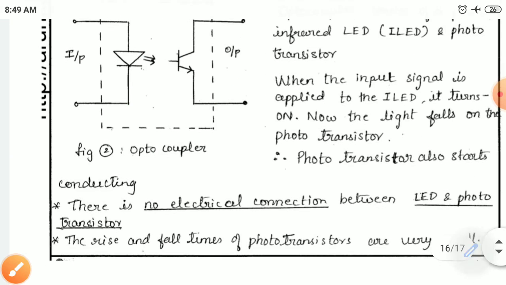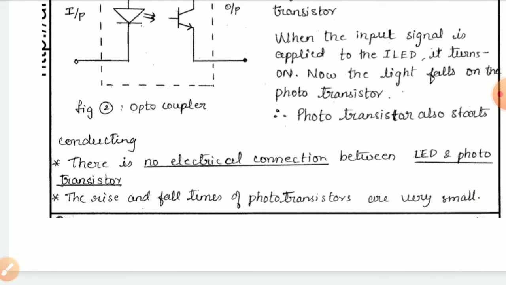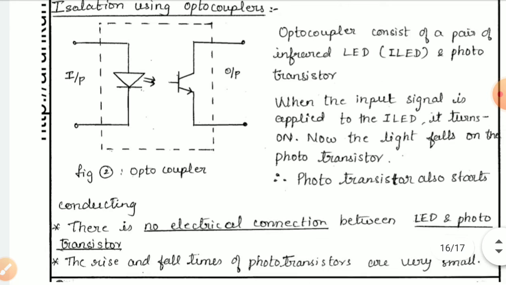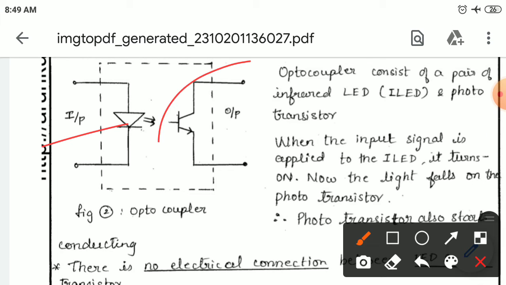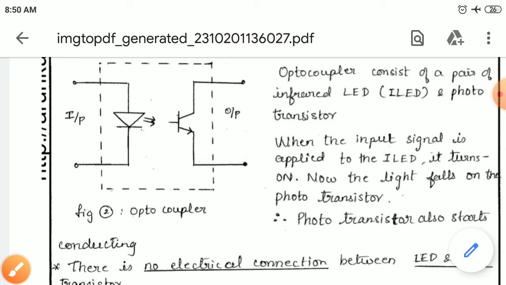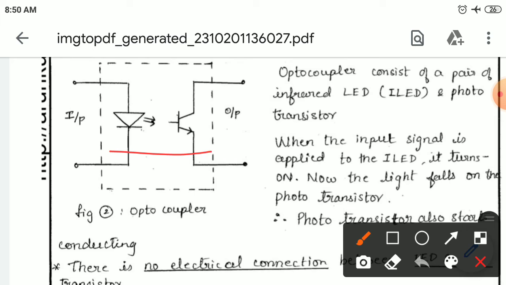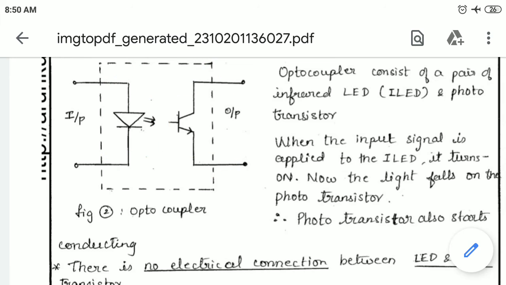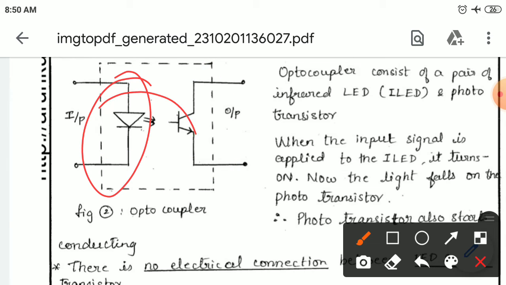The rise and fall times of these photo transistors are very small. If you give the supply to the LED, then your transistor is acting. If you turn off the supply to the LED, your transistor is not operating. So if any fault occurs, you just turn off the LED part, then the faulty section is isolated. There is no electrical connection between the photo transistor and the diode; they are separate. Only the radiation emitted from the ILED, the infrared LED, influences the photo transistor to start conducting.